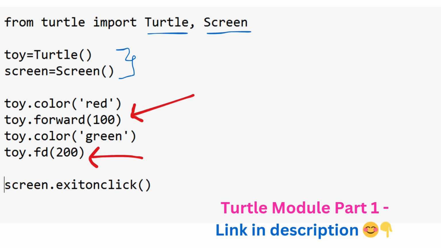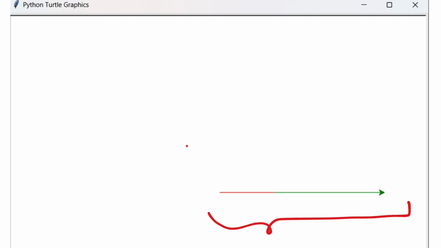Here in our program, first I'm asking the turtle to have red color and to move forward by passing in 100 steps. Then I'm asking it to change the color to green. Then I'm using the fd() method by passing in 200 steps. On seeing this output, you can clearly see the turtle first in red color took 100 steps forward, then changed its color to green, and this fd() method is nothing but moving forward, so it moved 200 steps further.